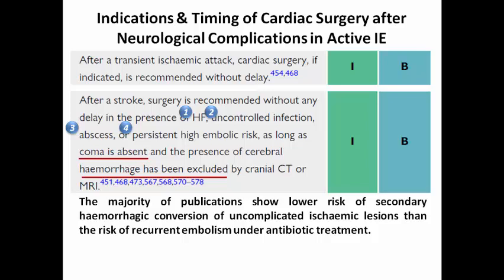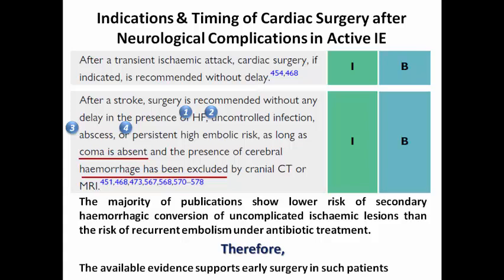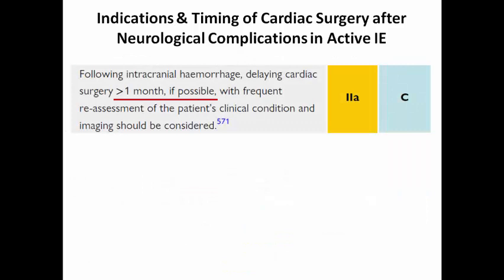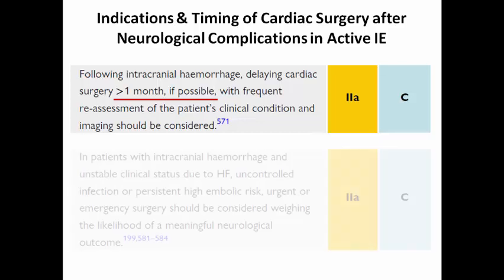So I should be afraid of recurrent embolism more than the fear from hemorrhagic transformation if the patient had early surgery. So the available evidence is go for early surgery even after stroke, in absence of coma and absence of hemorrhage. But what if the patient had already intracranial hemorrhage? In this case, we should delay the surgery by more than 1 month in order not to increase the amount and the size of hemorrhage, with frequent reassessment of the patient's clinical condition and imaging.